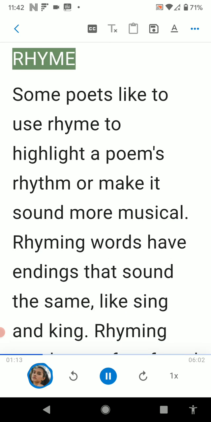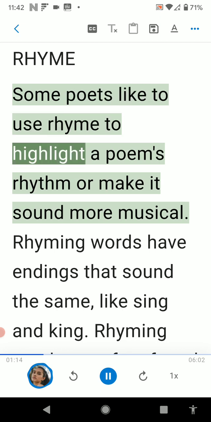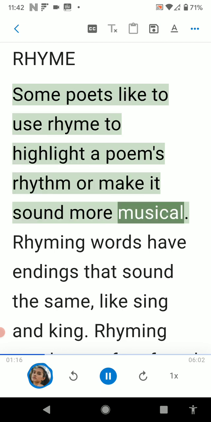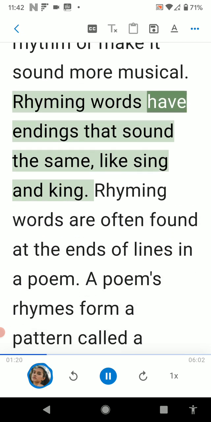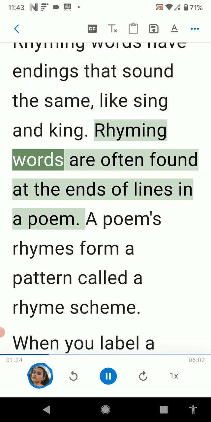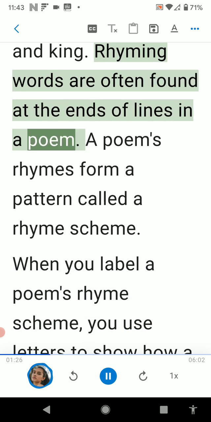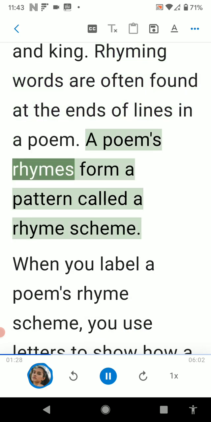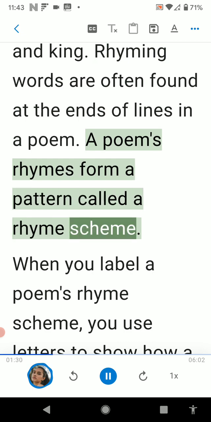Rhyme. Some poets like to use rhyme to highlight a poem's rhythm or make it sound more musical. Rhyming words have endings that sound the same, like sing and king. Rhyming words are often found at the ends of lines in a poem. A poem's rhymes form a pattern called a rhyme scheme.